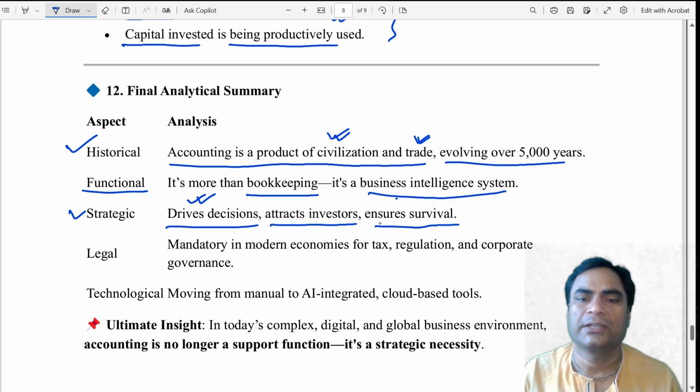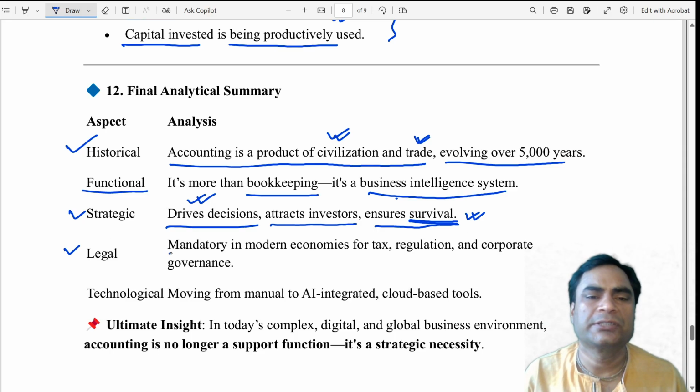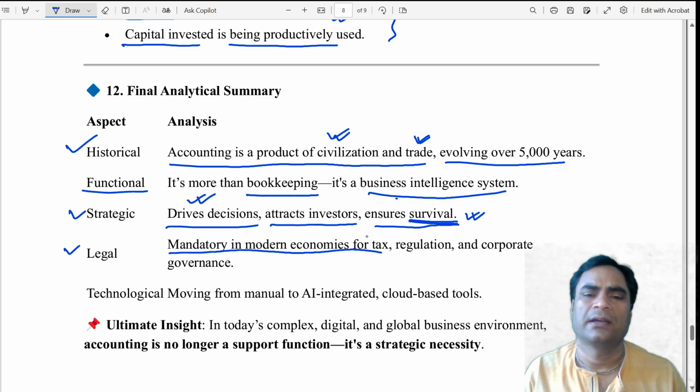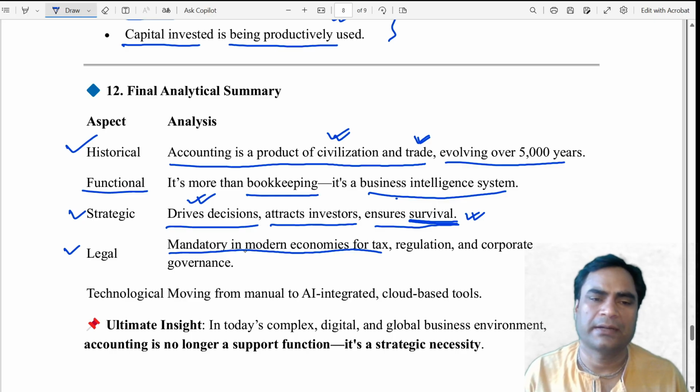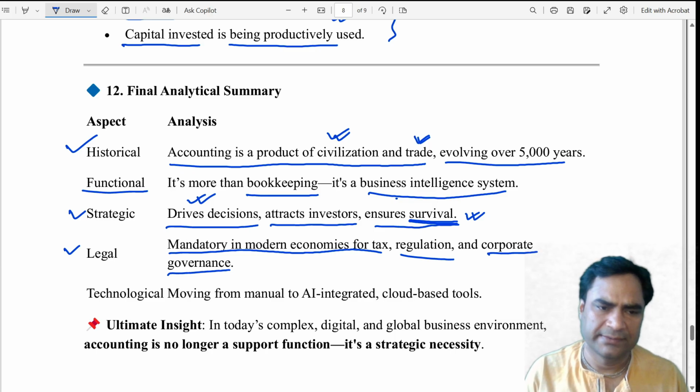And yes, of course, it ensures survival, which is possible only if the company is at least able to earn the revenue which covers its cost. So survival is possible only if the costs are covered with the profit, so it ensures the survival. Also, it is legally mandatory in modern economies for tax. Every business person, every business organization is supposed to pay taxes. So it is mandatory. Regulation means there are laws, there is corporate governance. So legal compliance makes it necessary to prepare the analytical summary.